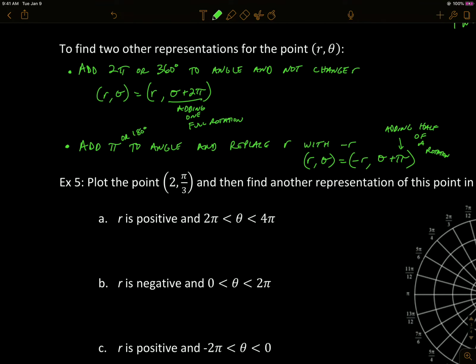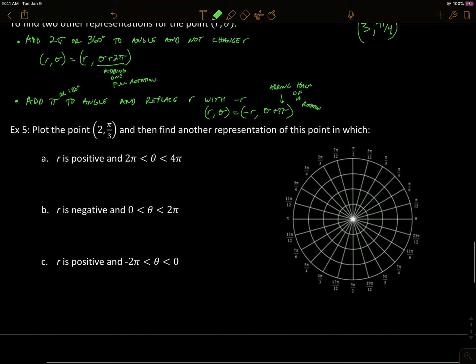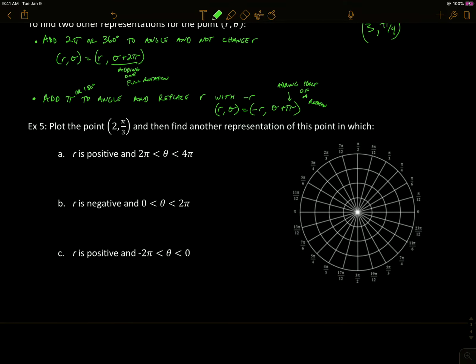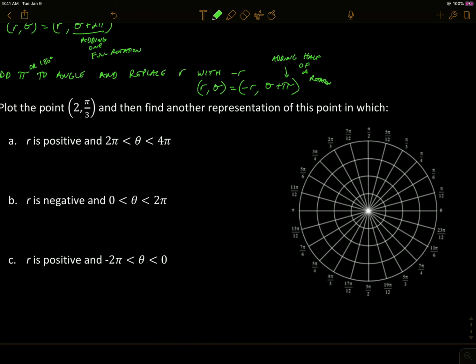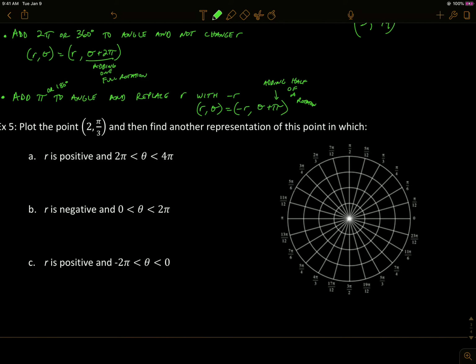So let's look at this in practice. So first, let's plot the point 2, pi over 3. So I like to figure out the rotation first. So pi over 3, we start here at our polar axis. Pi over 3 rotates to there. So now we're thinking like we're along this ray there. And now I'm going to go 2 units out. So I go 1, 2, there it is. That is my point. It's 2, pi over 3.